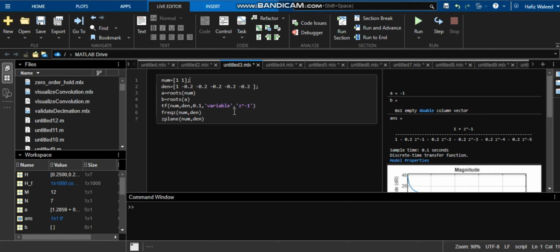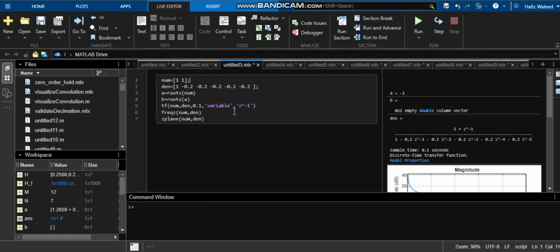The roots command calculates the roots of the numerator polynomial, which are the zeros of the transfer function. The b is equal to roots command is redundant because a is already a vector of roots, and finding roots of these roots is not meaningful. The TF function creates a discrete time transfer function model with a sampling period of 0.1 second using z minus 1 for delays.